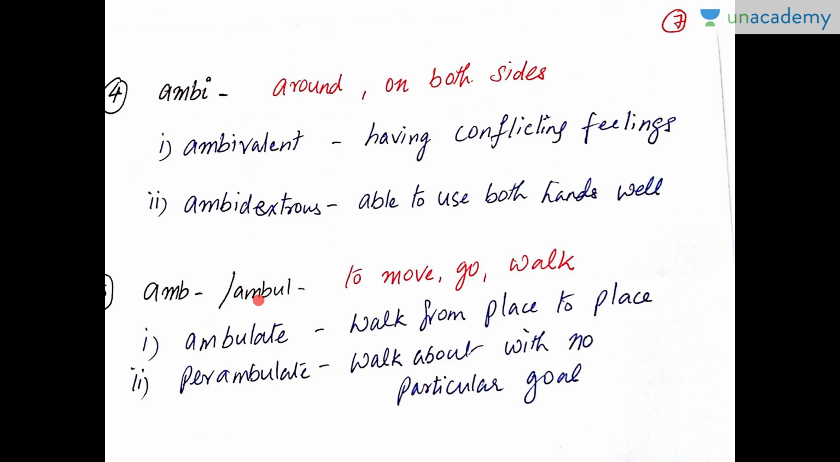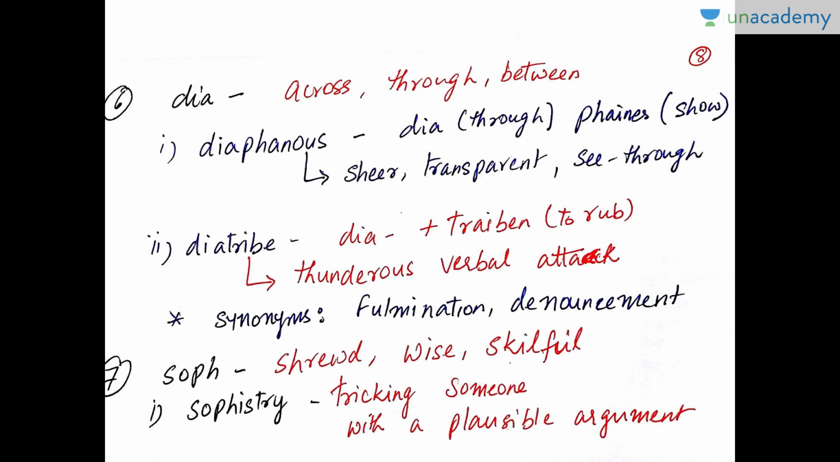Similarly, you come to another root called amb or ambul. These are connected with to move. So ambulate is to walk from place to place. Perambulate is to walk from place to place with no particular goal. So from this, a word called perambulator is derived, which we call pram, that is to carry a baby from place to place.